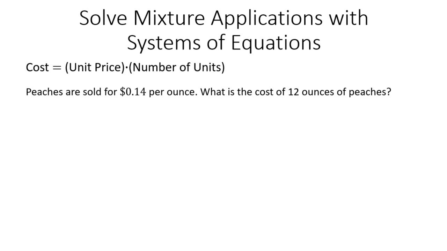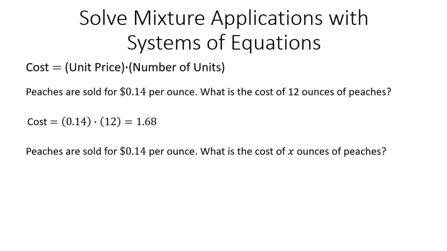Since the units here are ounces and I'm being given the price per ounce, all I have to do to find the total cost is multiply the price per ounce, which is 14 cents, by 12 ounces. So the cost is 0.14 times 12, which is 1.68. So that's $1.68 for my 12 ounces of peaches.